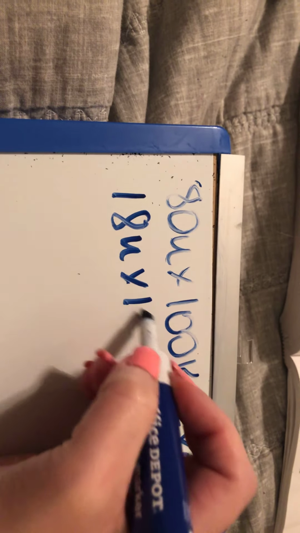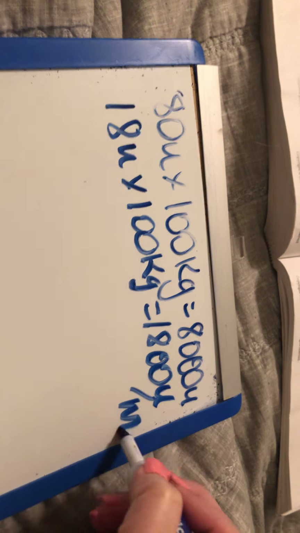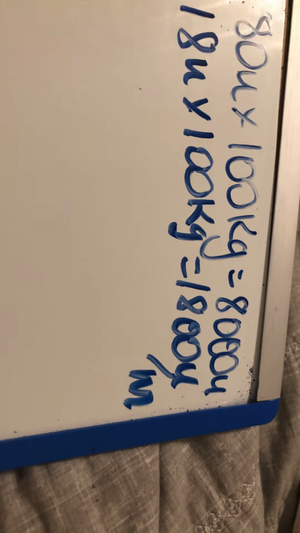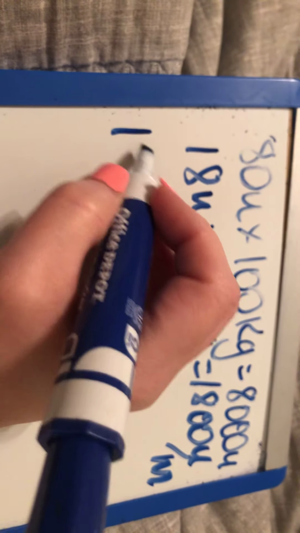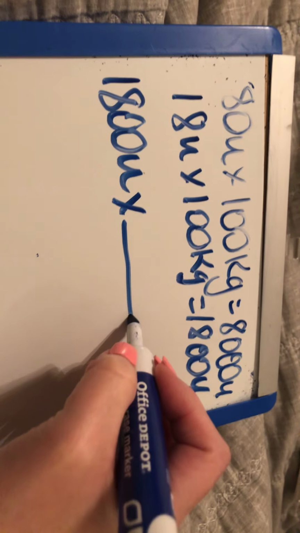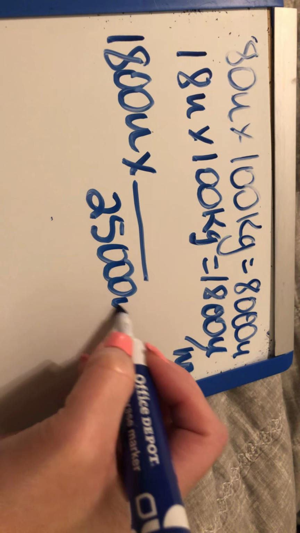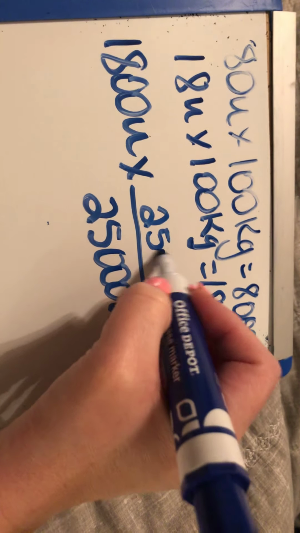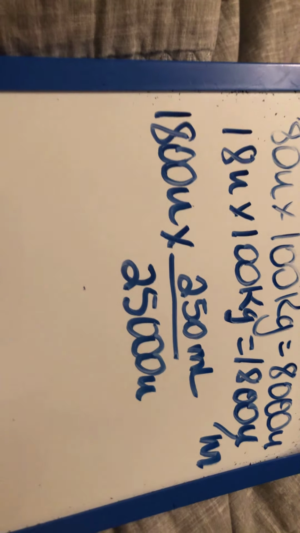So we have 18 units times 100 kgs, and that's going to be 1,800 units per hour. That is our units per hour. Now, if we want to find the milliliters per hour, we have 1,800 units, using dimensional analysis. Our concentration is 25,000 units per 250 mils. So we're going to multiply that across and then divide.